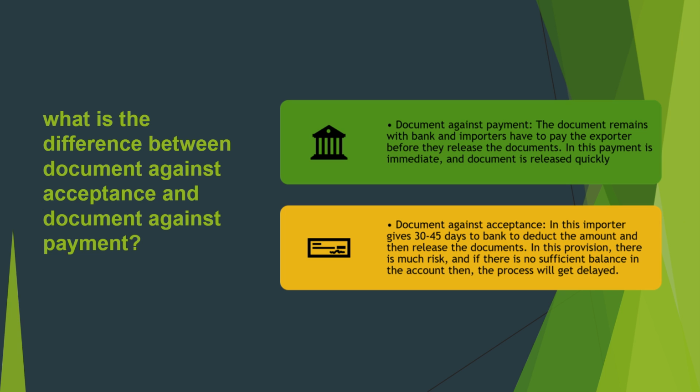What is the difference between document against acceptance and document against payment? In document against payment, the document remains with the bank and importers have to pay the exporter before the bank releases the documents. In this, payment is immediate, and the document is released quickly. In document against acceptance, the importer gives 30 to 45 days to the bank to deduct the amount and then release the documents. In this provision, there is much risk, and if there is no sufficient balance in the account, then the process will get delayed.